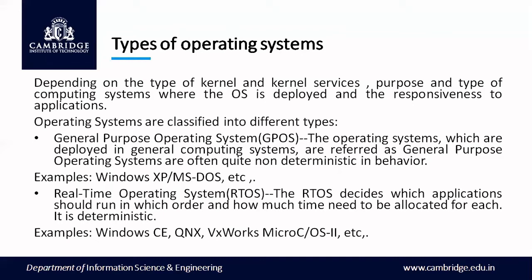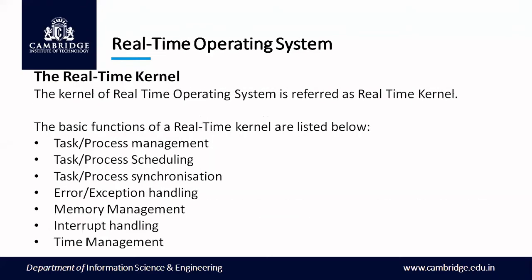So those are the two different types of operating system available: one is the general purpose operating system, the second one is the real-time operating system. We are concentrating on the real-time operating system here because of embedded system design. In embedded system design, we always use RTOS, the real-time operating system. We will not go with the general purpose operating system. The kernel of a real-time operating system is referred to as the real-time kernel.